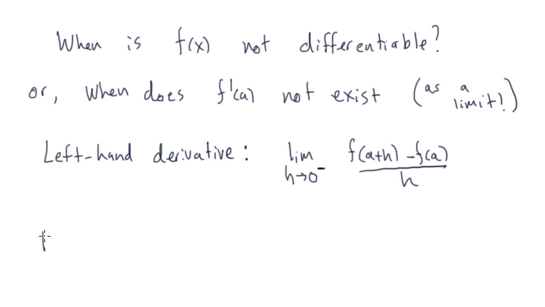And then similarly, we'll define the right-hand derivative. So this is really nothing more than looking at the slope from the left and from the right. What is the slope approaching? If they're approaching the same thing, then this limit will exist and the function will be differentiable.